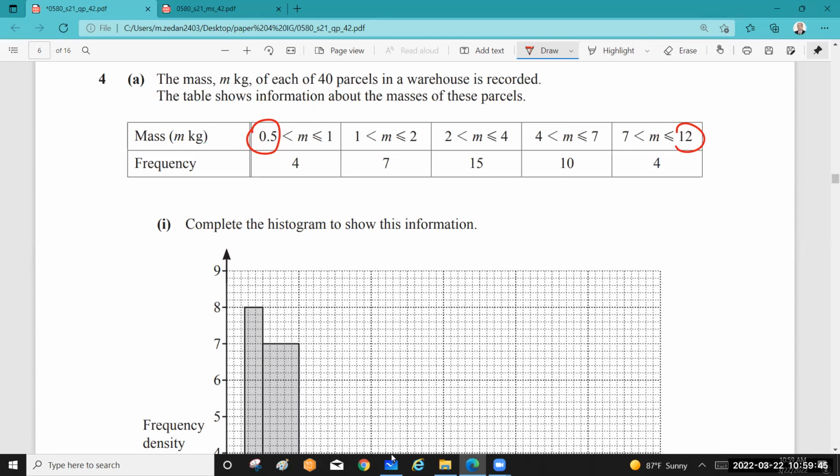As you see here, the class width is different. The first one is half. The class width is half. This is different. This is the class width, okay? And 4 minus 2 is 2, 7 minus 4 is 3, and 12 minus 7 is 5.